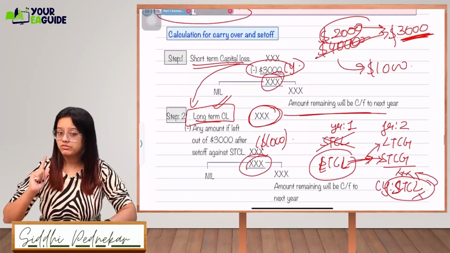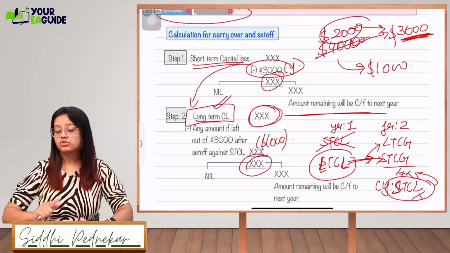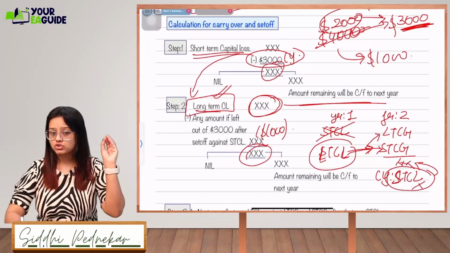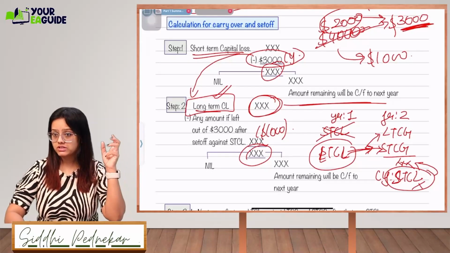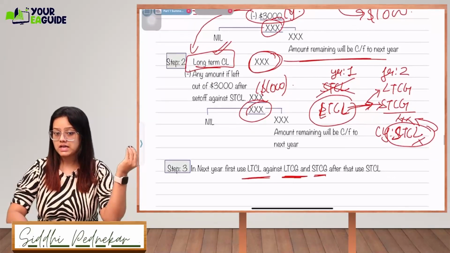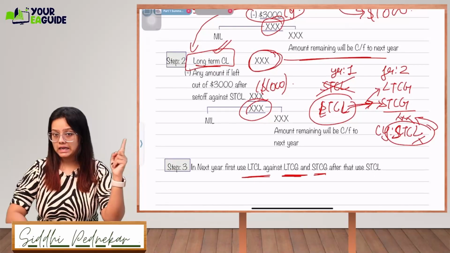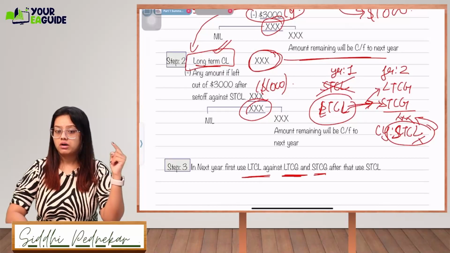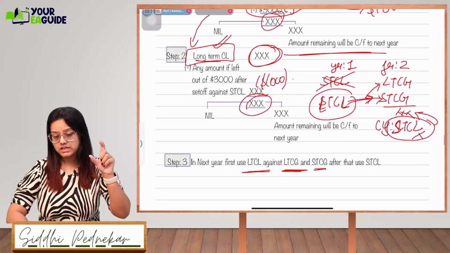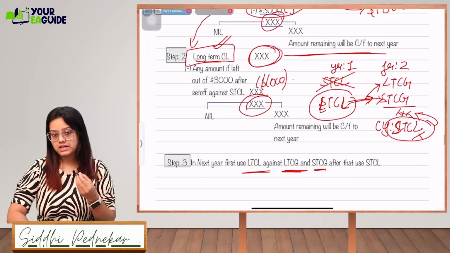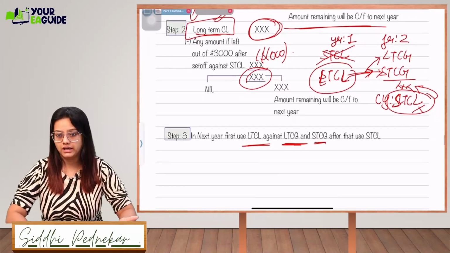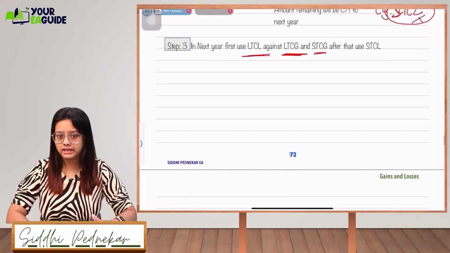Always remember, there will be one numerical question on the set off. You should not get confused. If you want, you can just mug up the steps. Step 1, use short-term capital loss. Step 2, from this 3,000 limit, if you have anything pending, you can utilize it against the long-term capital loss. Step 3, whenever you are going to carry it forward, first you have to set off long-term capital loss against LTCG, against STCG, right? And if there is still some gain remaining, then you can use the short-term capital loss against that gain. Got it, guys? Clear this much?